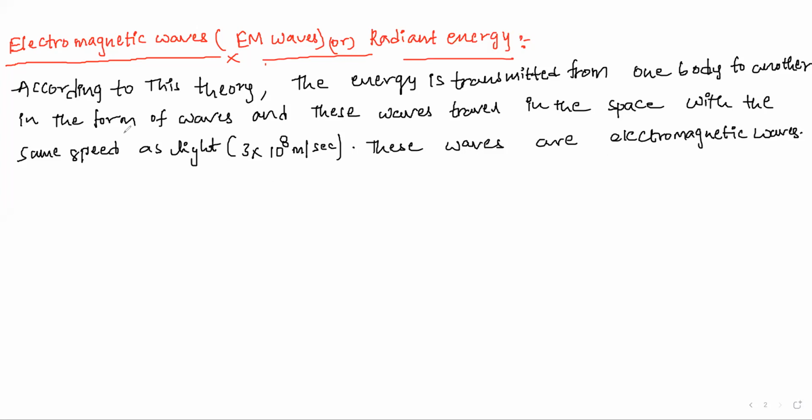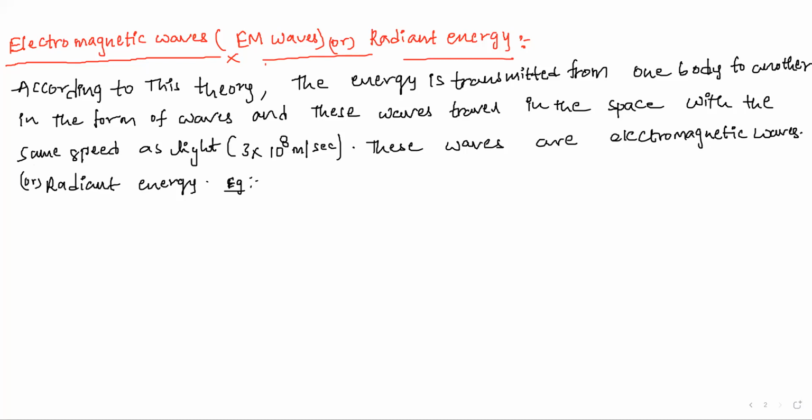Is it clear? According to this theory, the energy is transmitted from one body to another body in the form of waves. And these waves travel in the space with the same speed as light, 3 into 10 to the power of 8 meter per second. Okay. These are called electromagnetic waves or radiant energy.